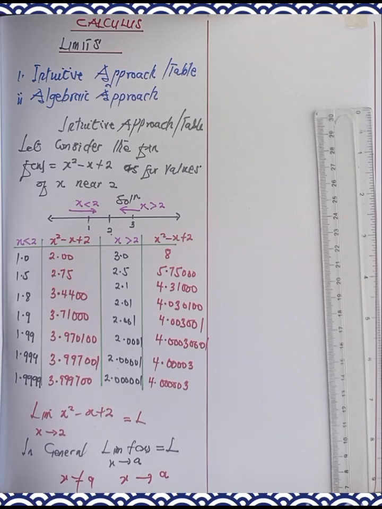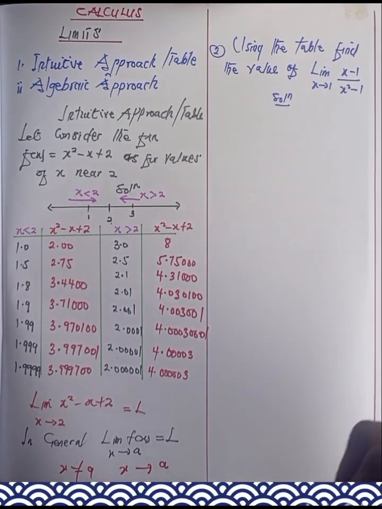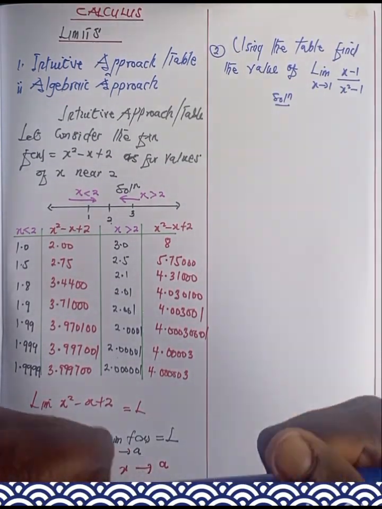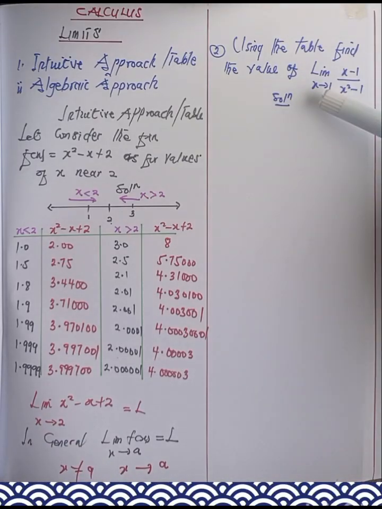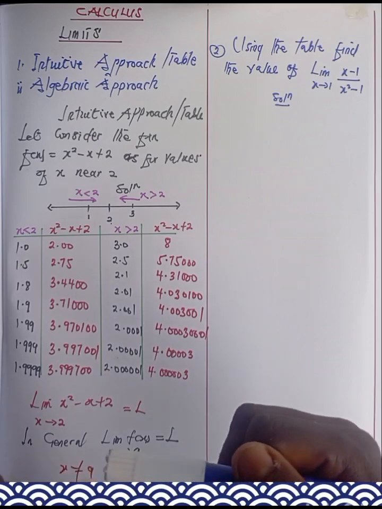Now we are going to take one more example and then see how best we can use the intuitive approach to find the limit of such function. So we have the example. Using the table, find the value of the limit of x minus 1 all over x squared minus 1 as x approaches what? 1. The limit of this function as its argument approaches 1 from either side of 1.